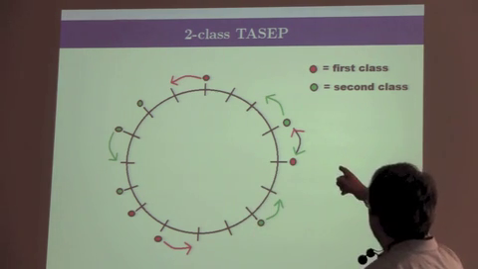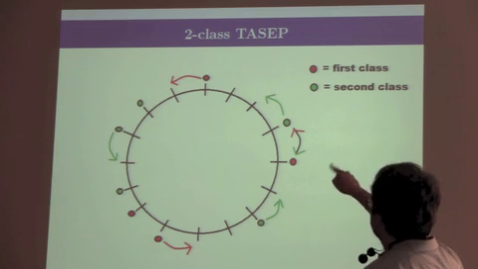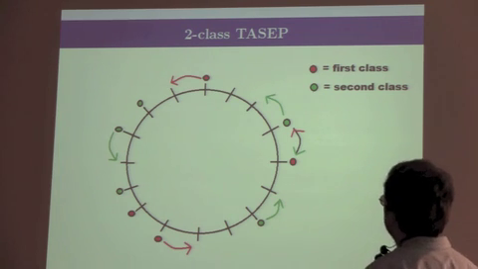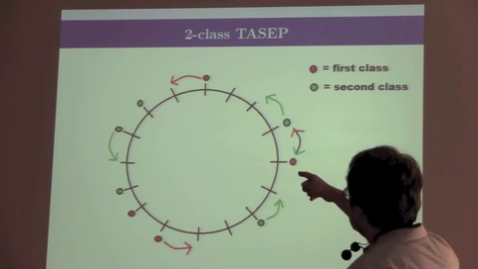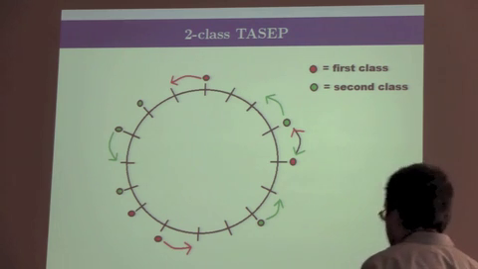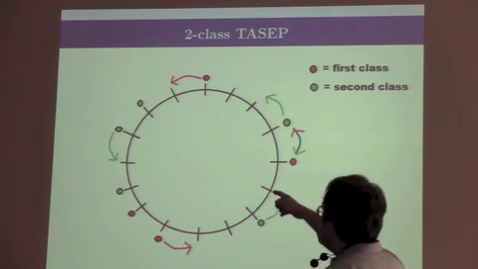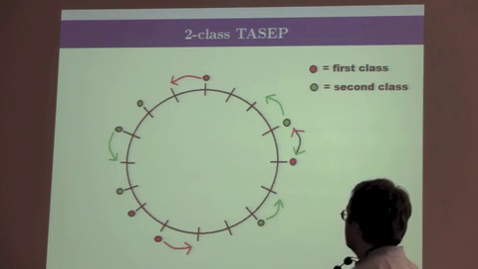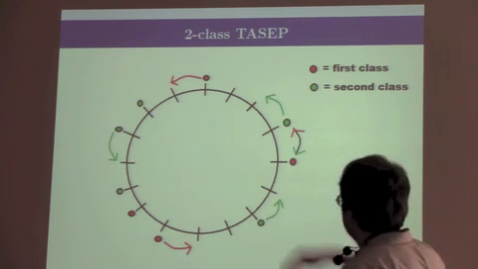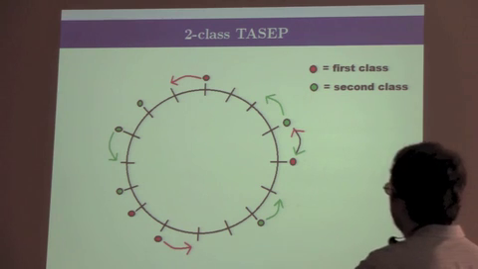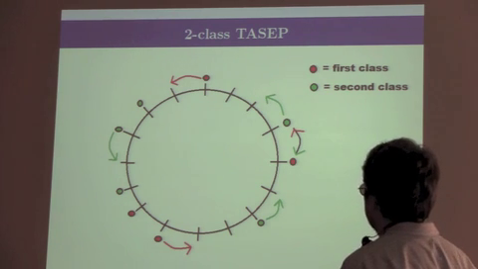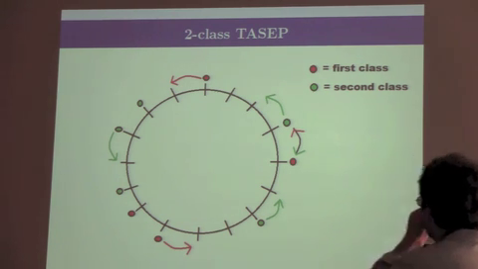So an isolated red particle waits an exponential time, then jumps, and in the same way the green particle behaves: it waits an exponential time, and then if the lattice site in front of it is empty, it jumps onto that site.